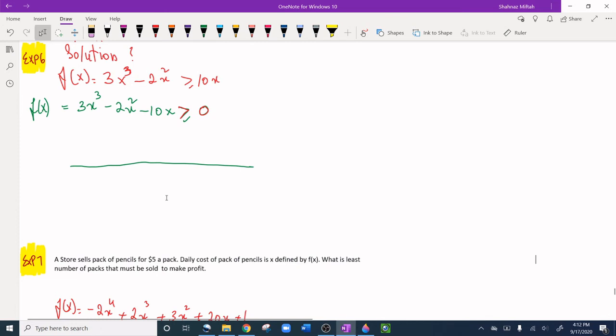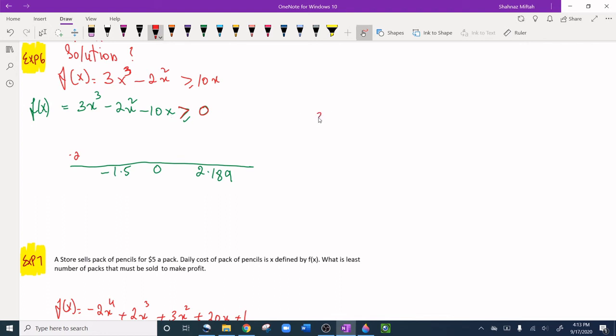Now my points of intersection were negative 1.5, 0, and 2.189. So I have 0 in the middle, negative 1.5, and 2.189. So this is what I got so far. Now plug in, pick something here. I'm going to pick negative 2. So plug in negative 2 in this function and see if the statement is correct.